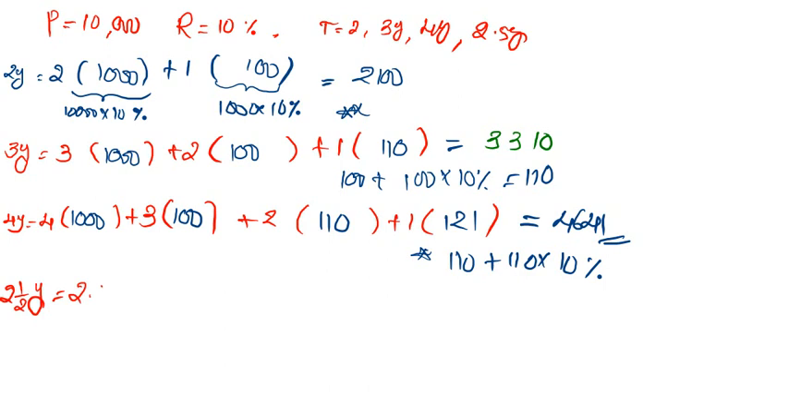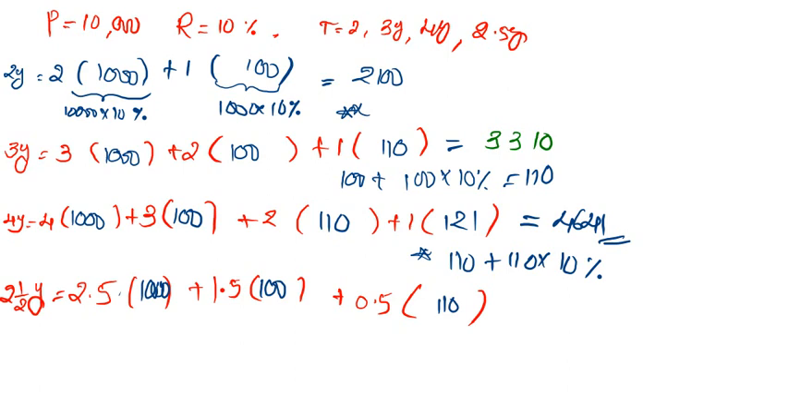If you are doing it for 2.5 years, again 2.5 into box, 1.5 into box plus 0.5 into box. These boxes are filled by first 1000, next 100, and next 110. So 110 of half is 55. Again 1.5 into 100 is 150, and 2.5 into 1000 is 2500. Then if you add, the total is 2705. So like this we will calculate the compound interest. This is the easiest way of calculating compound interest.